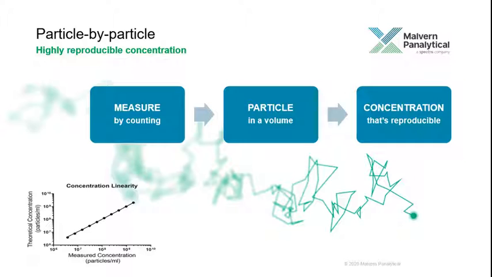NanoSight concentration measurements are obtained from a direct count of the particles in the sample, independent of instrument and user settings. This provides quick, reliable, and highly reproducible concentration data, which can be used as an indicator of efficiency, quality, and batch-to-batch variability at all stages of the production process, as well as a monitor for sample stability, which helps determine a product's shelf life and its response to stresses.